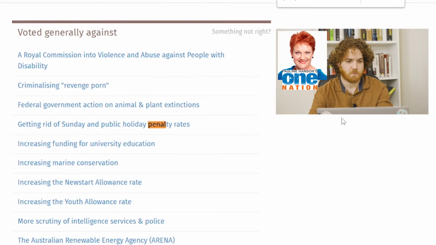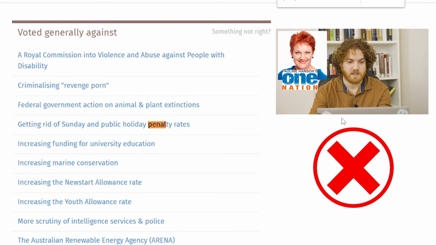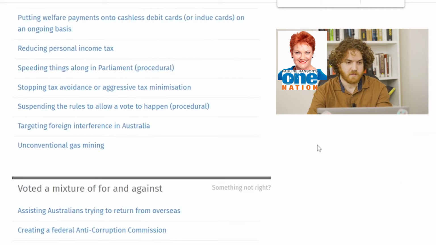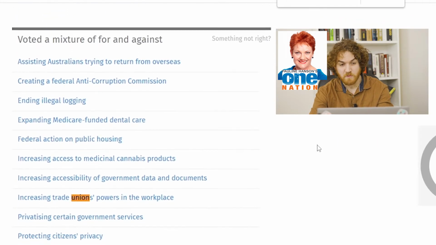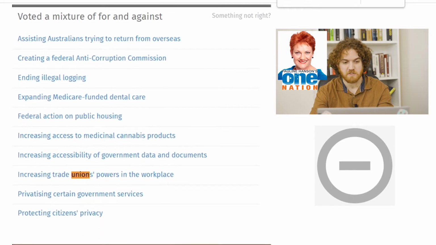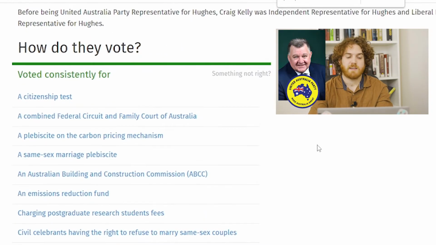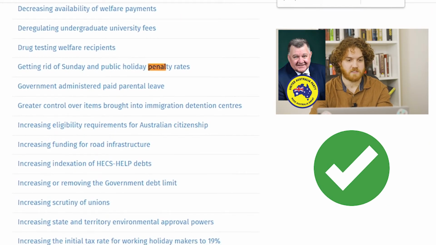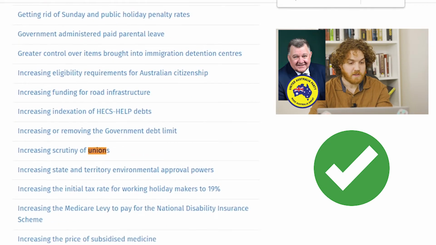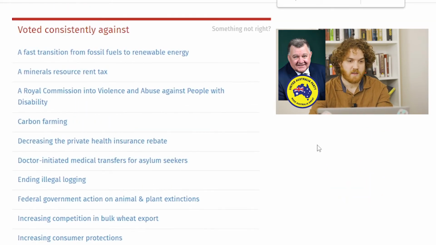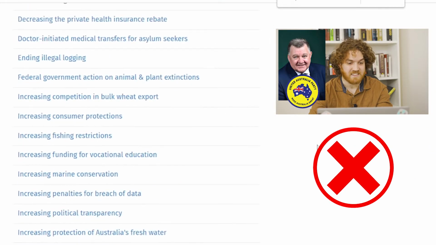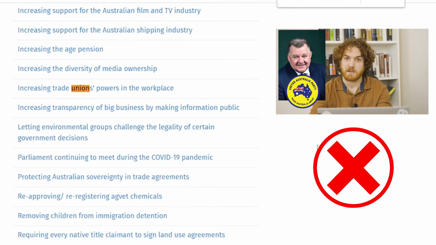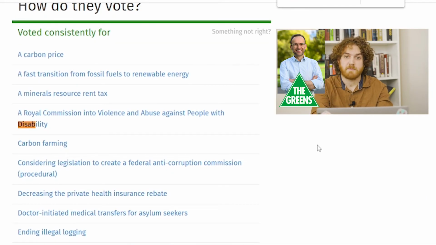Pauline Hanson's One Nation has voted generally against getting rid of Sunday and public holiday penalty rates. She has also voted a mixture of for and against increasing trade unions' power in the workplace. Craig Kelly, on the other hand, has voted consistently for getting rid of Sunday and public holiday penalty rates. He's also voted consistently for increasing scrutiny of unions, and also voted consistently against increasing trade unions' powers in the workplace.